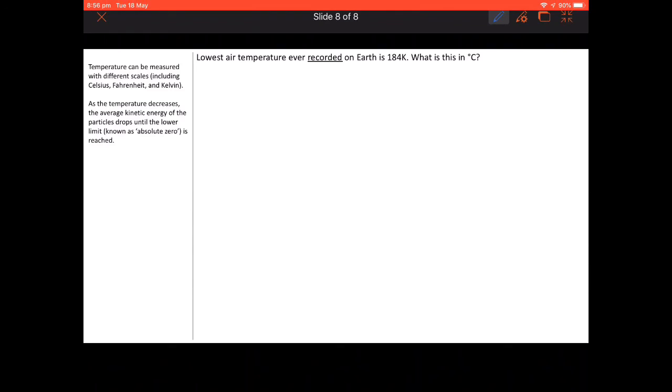So a worked example. The lowest temperature ever recorded on Earth is 184 Kelvin. This was in 1983 in Antarctica. This isn't necessarily the lowest temperature that the Earth has ever experienced, but it's just the lowest ever recorded.